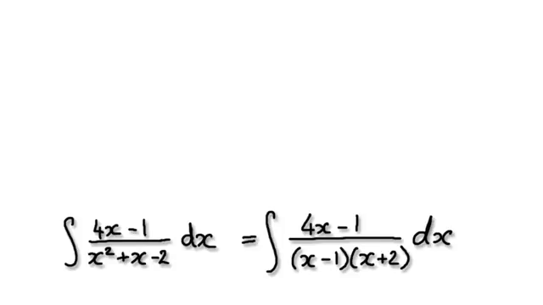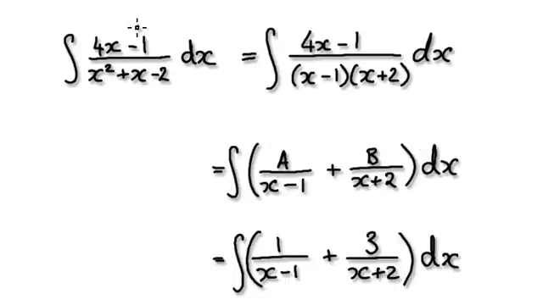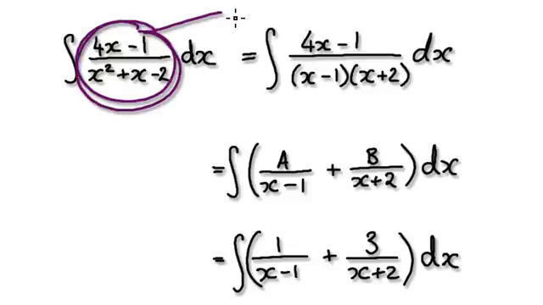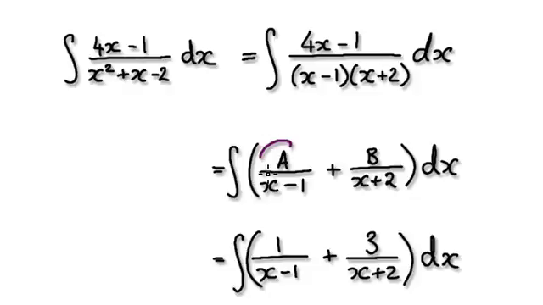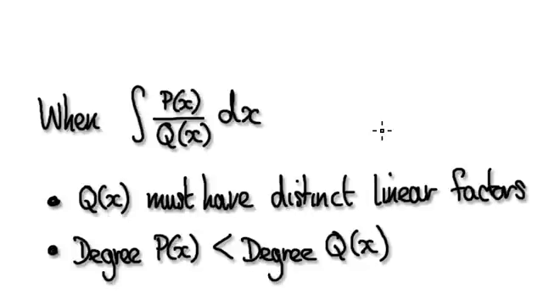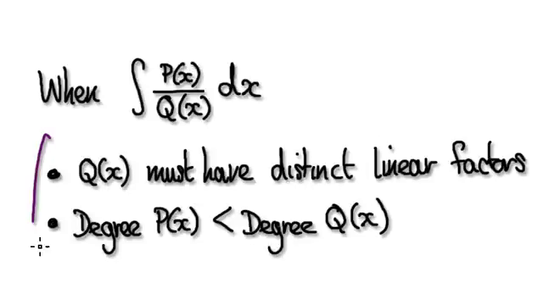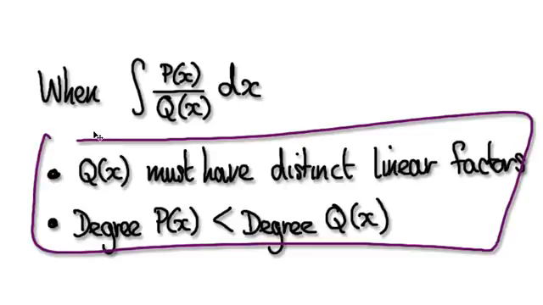Following on from our previous two videos, we've seen that in order for us to integrate this, we would have to somehow get from here to here. So we developed a method of working out A and B. Well, in order for our method to work, these two conditions must be satisfied.